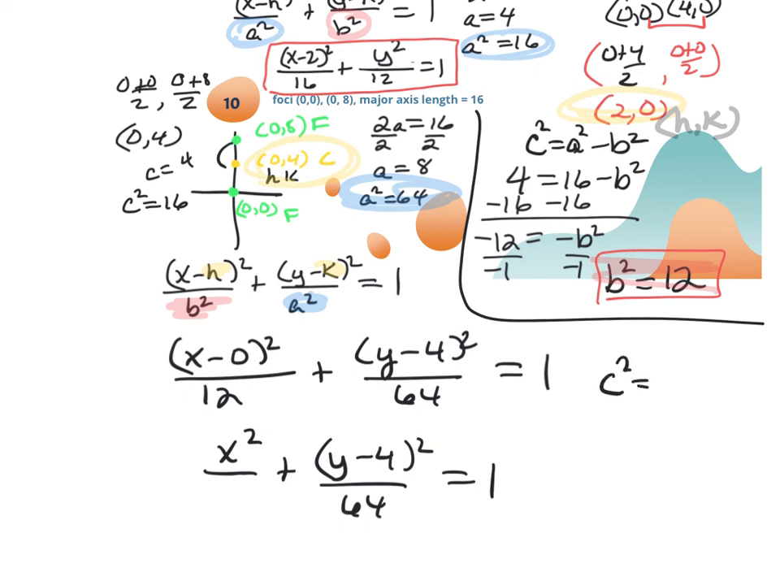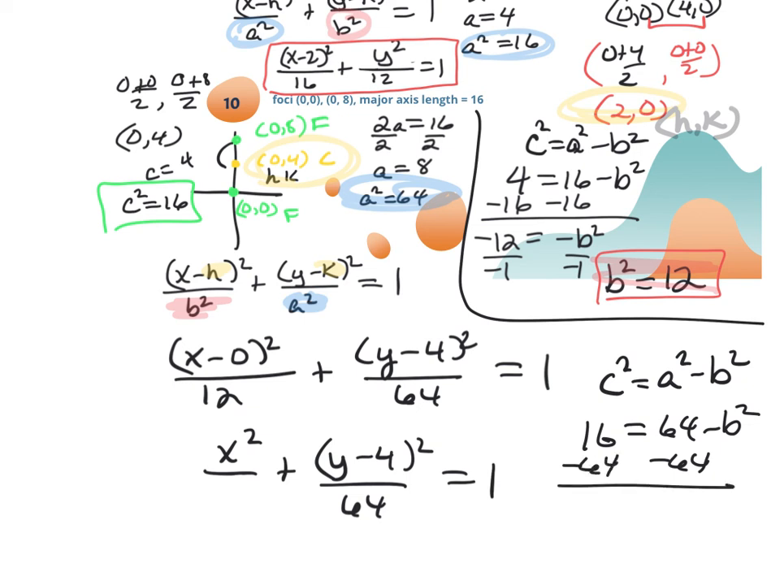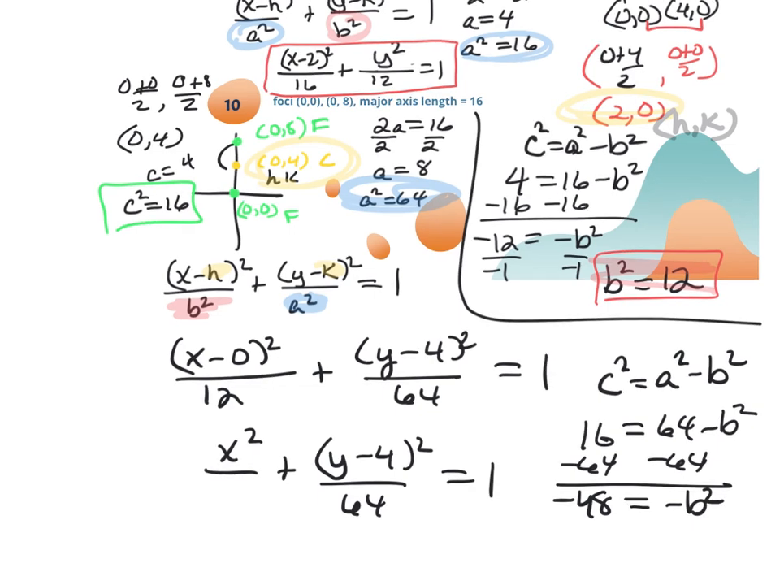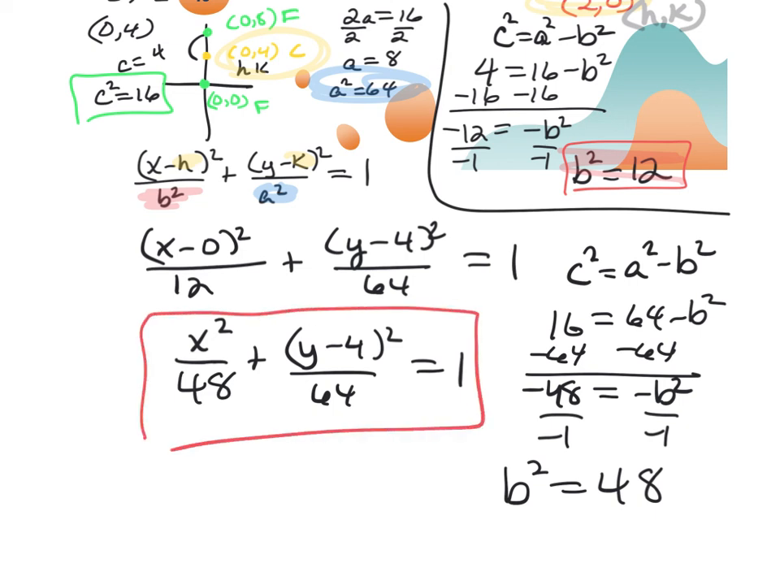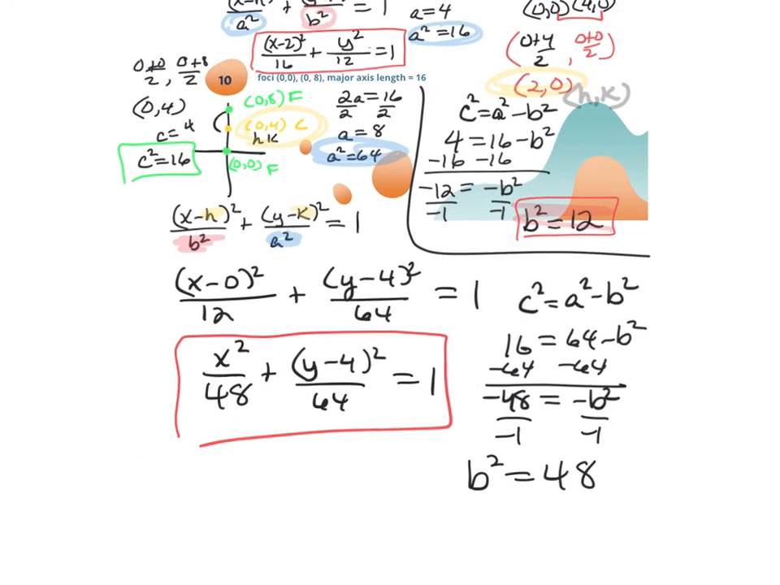So C squared equals A squared minus B squared. C squared is over here, it's the 16, and my A squared is the 64. Thank you very much. Minus 64, and I get negative 48. Divide by negative 1, and B squared equals positive 48. There is the correct standard form for that ellipse. Gets too messy. All right, so there you go.